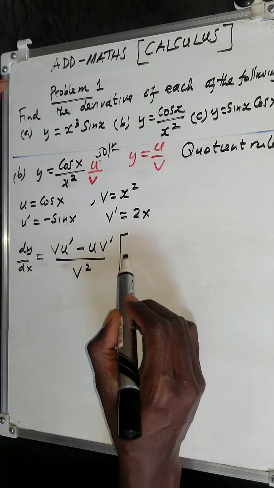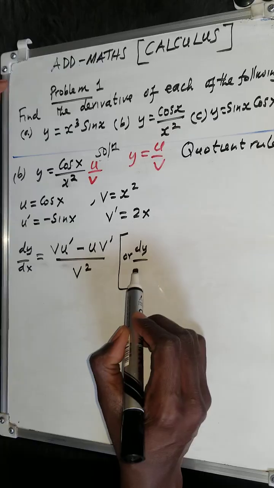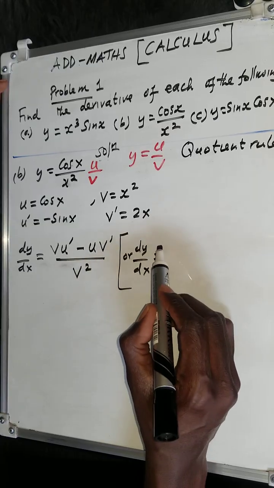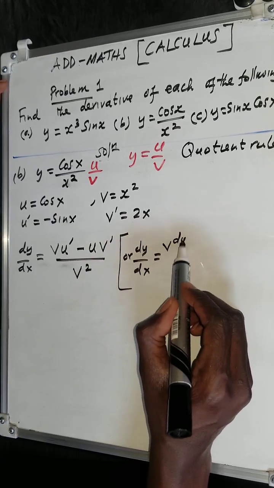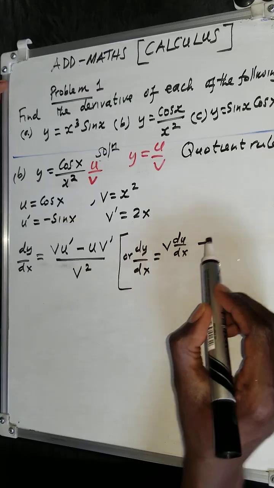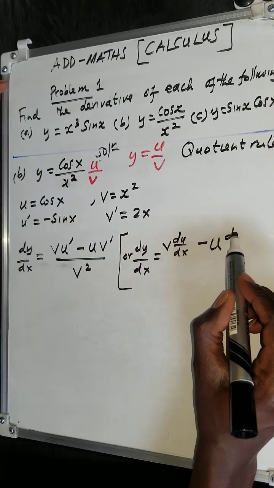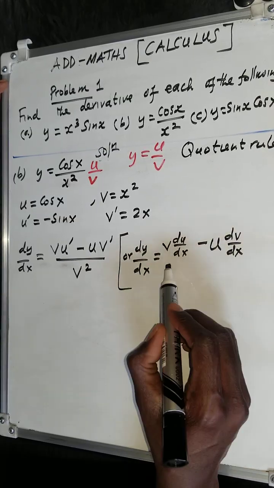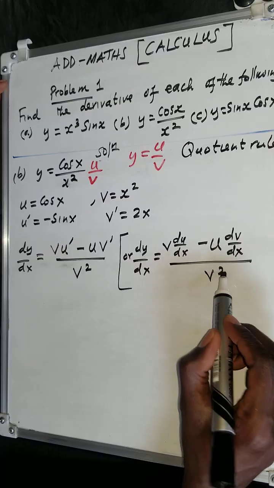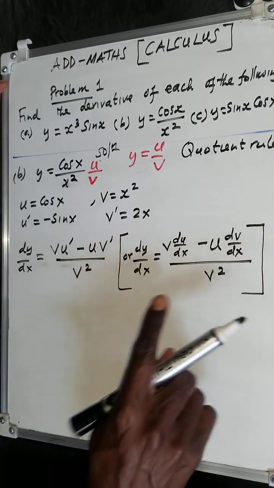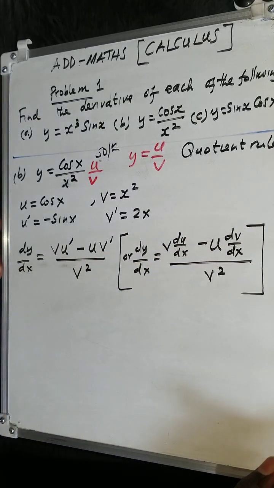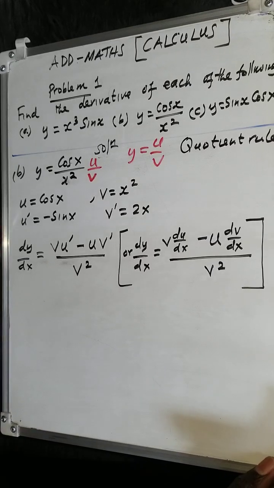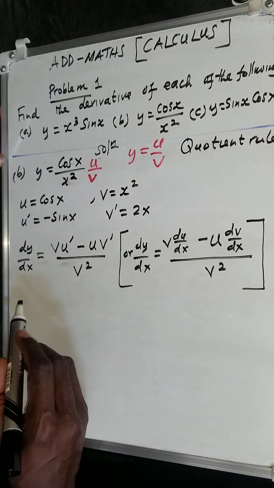This is the same as writing dy over dx is equal to v du over dx minus u dv over dx, all over v squared. So don't be confused, this and that are just the same expression. Let's see if we can actually work that out.